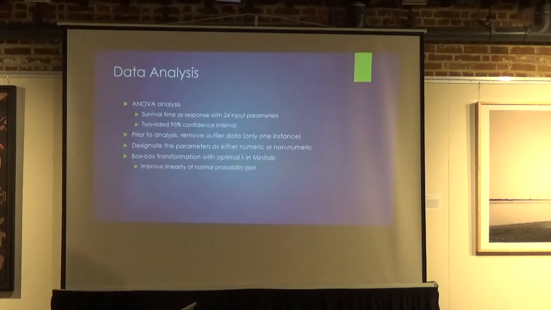So we applied an ANOVA analysis with these 24 input parameters, to try to figure out these 4 intervals. And we removed some outlier data, designated the parameters as either numeric or non-numeric, and then used some statistical programming here with Minitab to improve the linearity of the probabilities.